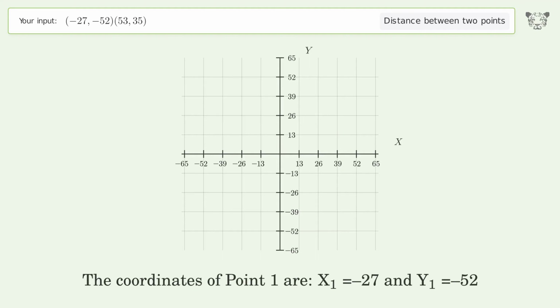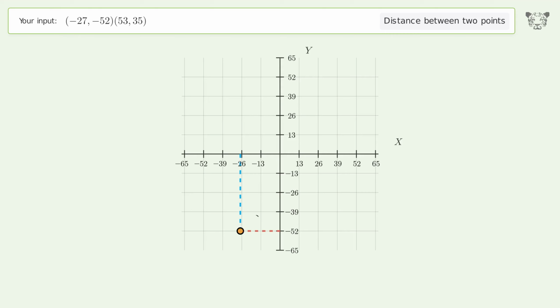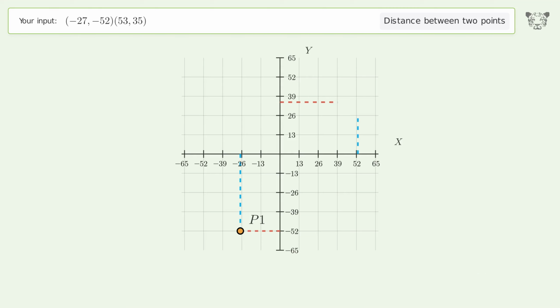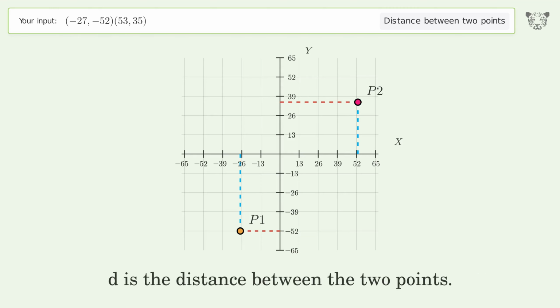The coordinates of point 1 are x1 equals -27 and y1 equals -52. The coordinates of point 2 are x2 equals 53 and y2 equals 35. D is the distance between the 2 points.